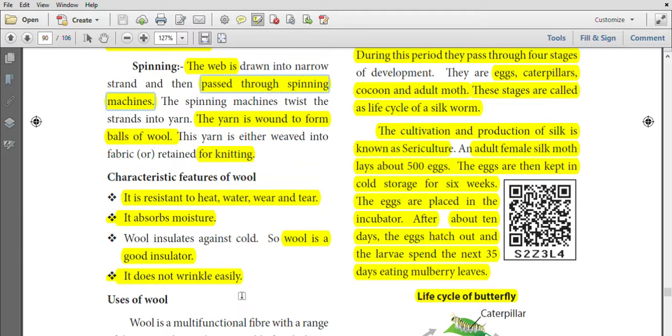Characteristic features of wool. It is resistant to heat, water, wear and tear. It absorbs moisture. Wool is a good insulator. It does not wrinkle easily.